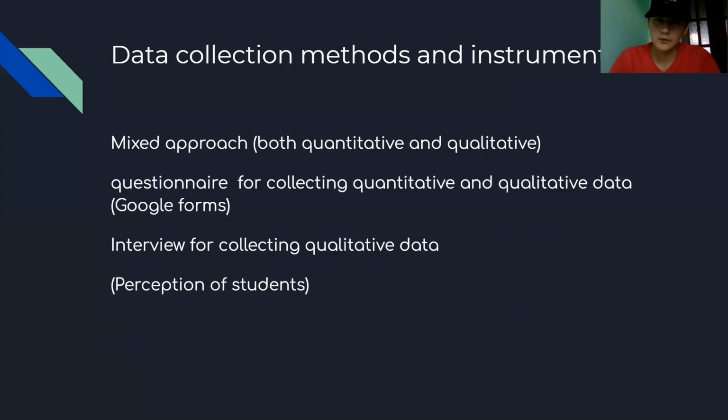The questionnaire is for collecting both quantitative and qualitative data. It consists of 8 questions, and it has 2 open-ended questions, which means it collects qualitative data as well. And I used Google Forms because as soon as you get students' responses, it provides you with charts, bars, and tables. So it's really comfortable to collect numerical data. And the interview is for collecting qualitative data. The interview consists of 5 questions and mainly focuses on the perception of TFL junior students towards using mobile applications.